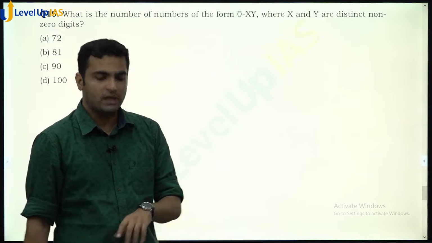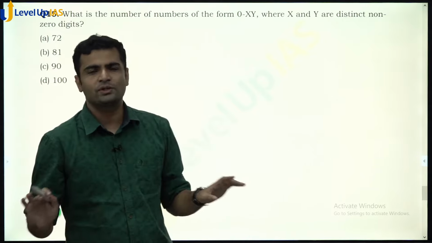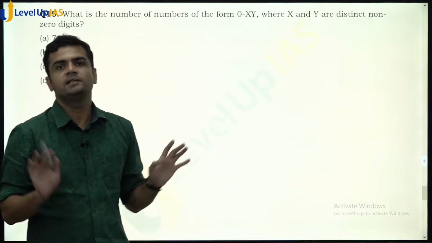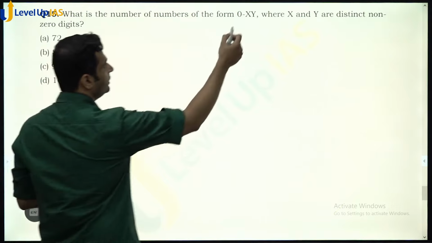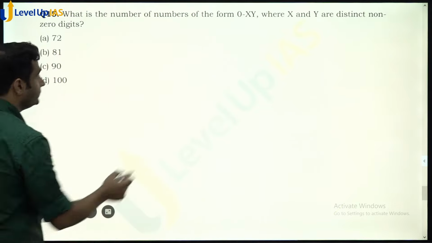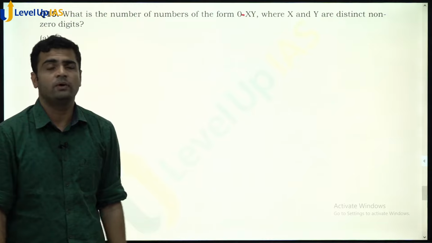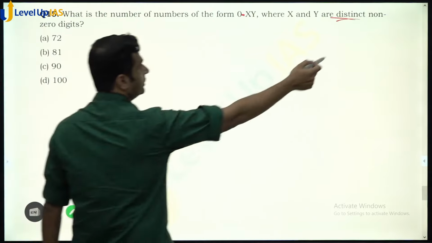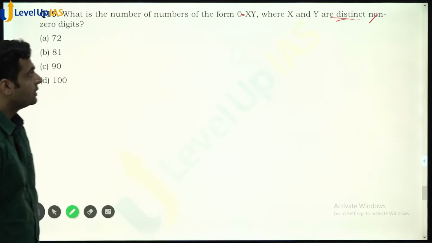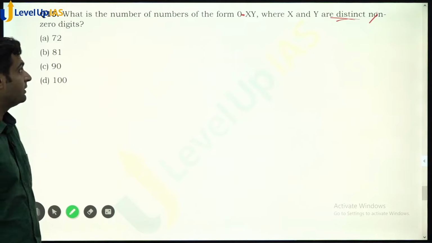Now we come to the last topic of our today's discussion, counting principle. These are one of the easiest questions which you should solve in 10 seconds. I mean, literally, I'm not exaggerating. This is actually a decimal point. Fine. We just have to find the number of numbers of this form where X and Y are distinct and non-zero. So how many non-zero digits are there? 9 are there. 1, 2, 3, 4, 5, 6, 7, 8, 9.